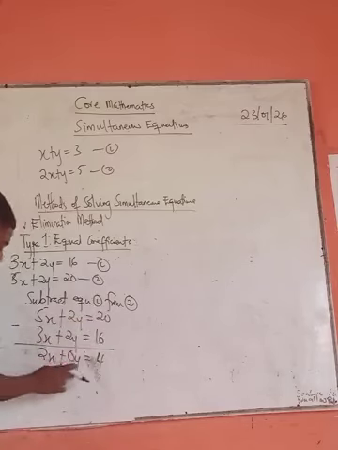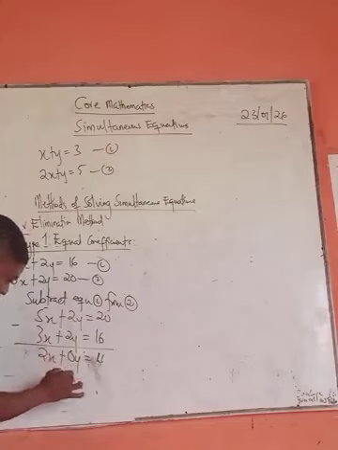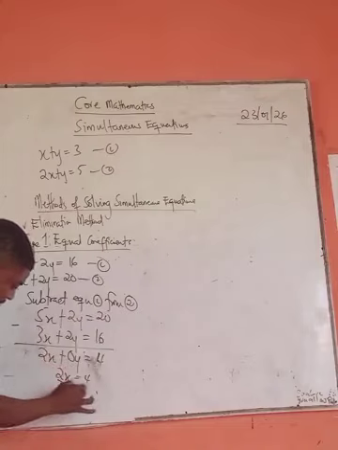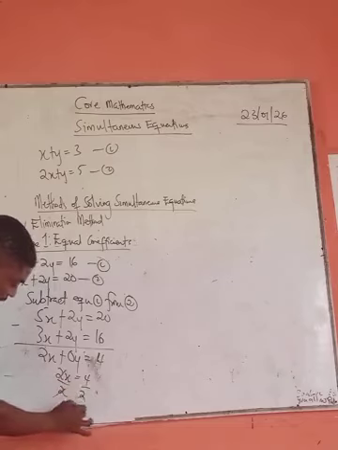Now we know any number plus 0 is the same number. So in this case, I'm going to have 2x is equal to 4. I divide 4 by 2. x now becomes 2.